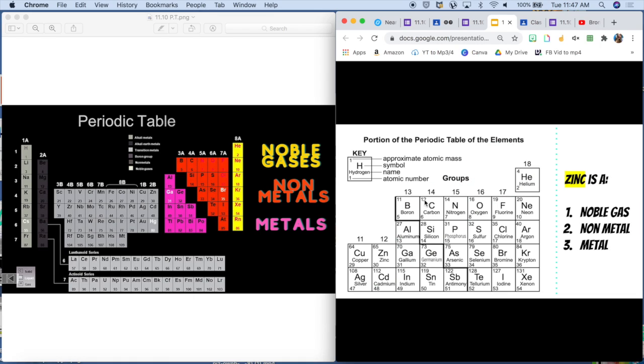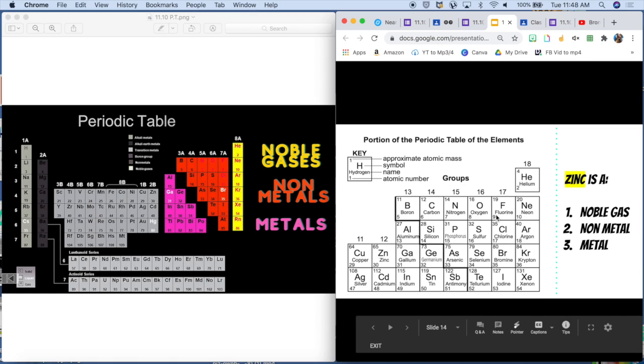Zinc. What is zinc? Same thing. Let's go ahead and knock off the noble gases straight away. Do I see zinc over here in this column? I do not. It is not over here either, so I know the answer is going to be metal or non-metal. Let me find it. Aha, so zinc is over here. Zinc is underneath the staircase.